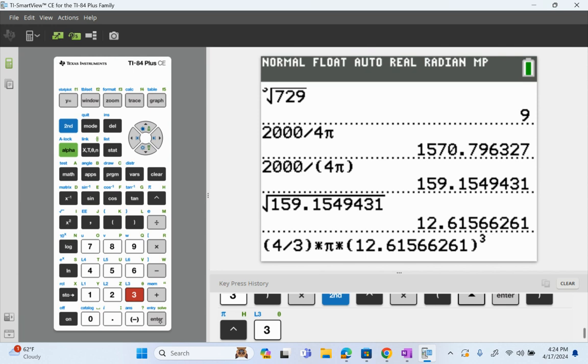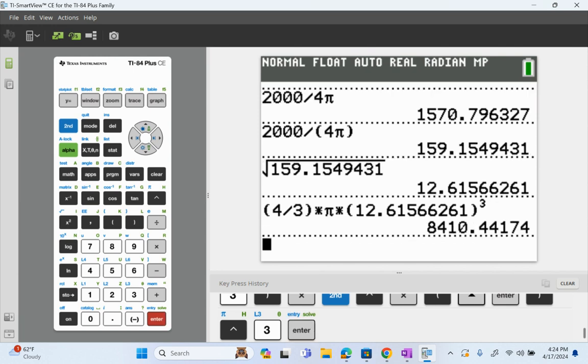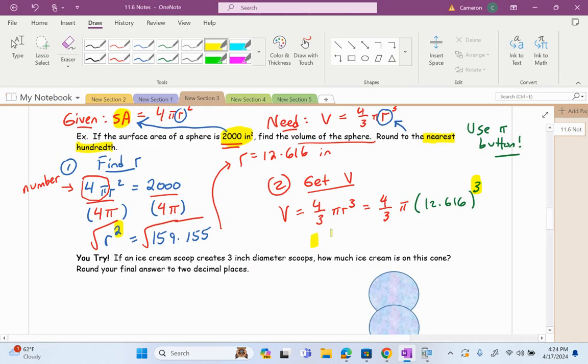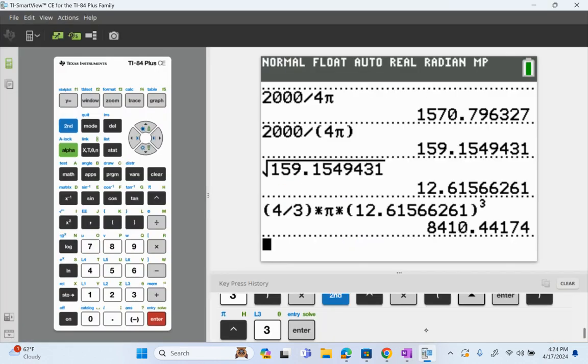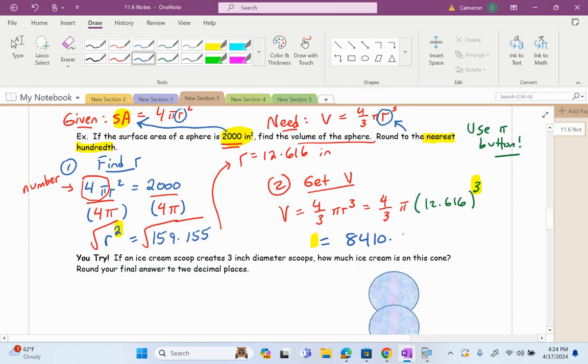And moment of truth, our volume is 8,410.44 if we round to the nearest hundredths place. Okay, let me get those digits again, 8410.44. And this would be volume, so it would be inches cubed, since we're doing space inside of the sphere.